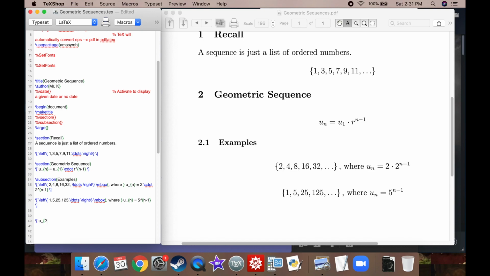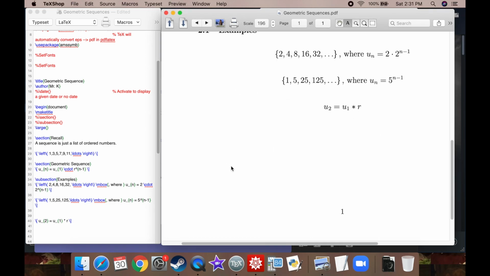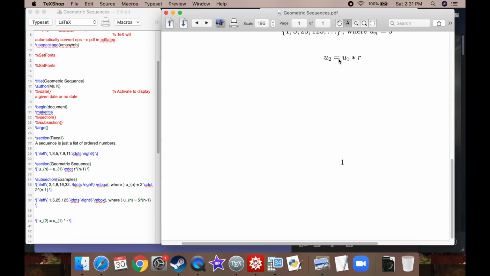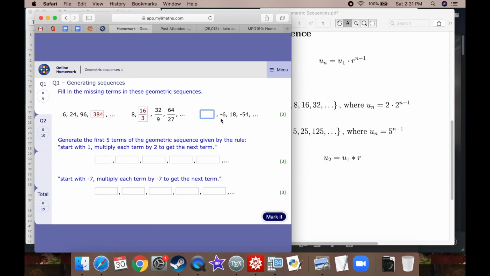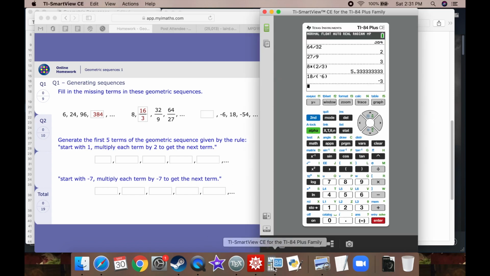So let's take the second term, which is equal to the first term times r. Let's just do some basic algebra here. The second term is just equal to the first term times r to the 2 minus 1 power, or just the 1 power. 2 minus 1 is just 1. This is a perfectly good way to figure out what u sub 1 is. U sub 1 is the thing that we're looking for, right? Well, the second term is negative 6, and we know that r is equal to negative 3, right?